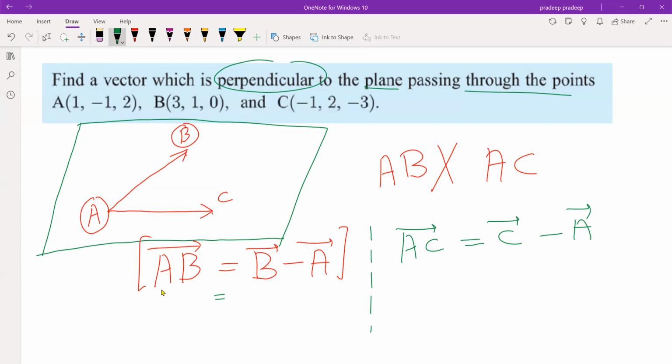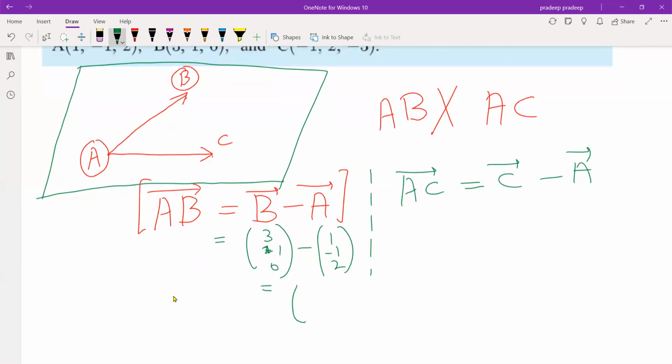So B is 3, 1, and 0. Let me write B as a column vector, 3, 1, and 0, minus A, which is 1, -1, and 2. If I simplify this, we get 3 minus 1 is 2, 1 plus 1 is 2, and 0 minus 2 is -2. So this will be my AB. Similarly, identify what AC is, and then find the cross product. Solve this and tell me the answer eventually.